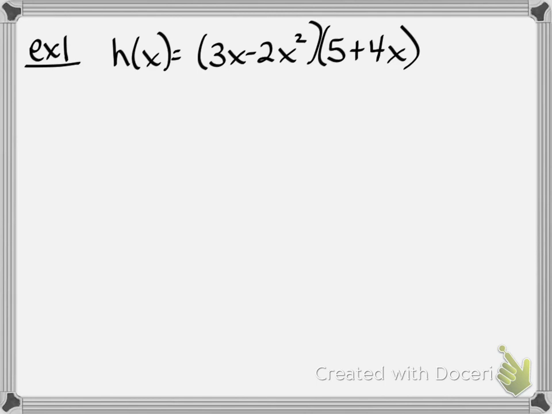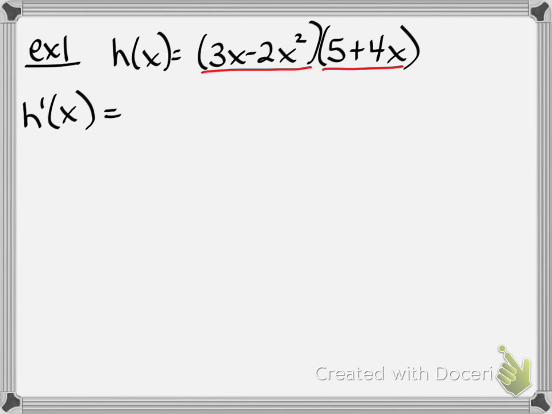H of x equals 3x minus 2x squared times 5 plus 4x. So if you would like to FOIL this and turn it into a big polynomial and then do general power rule on each term, you can. We're going to practice product rule. So we have a product. We have one function times another. So we can use the product rule.